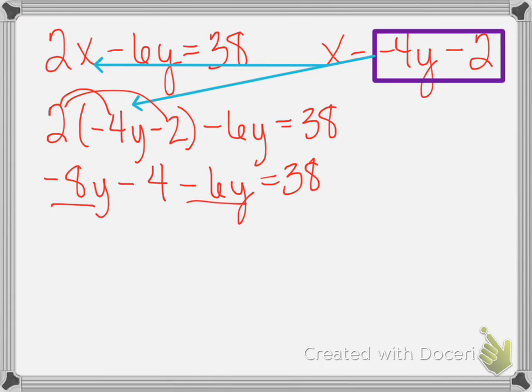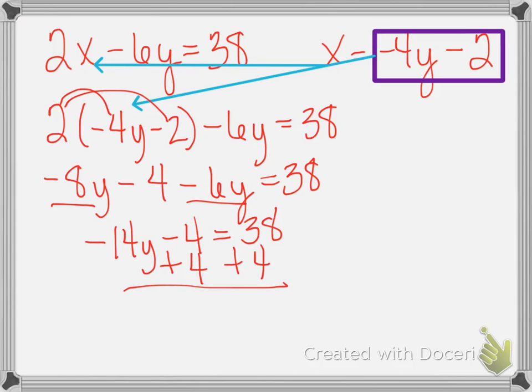You're going to combine like terms. So negative 8y minus 6y is negative 14y. And we still have the negative 4 equals 38. So we need to get y by itself and solve for y. So we're going to add 4 to both sides. And so we will get negative 14y equals 42.